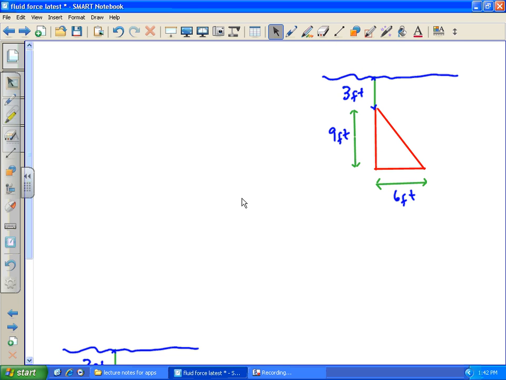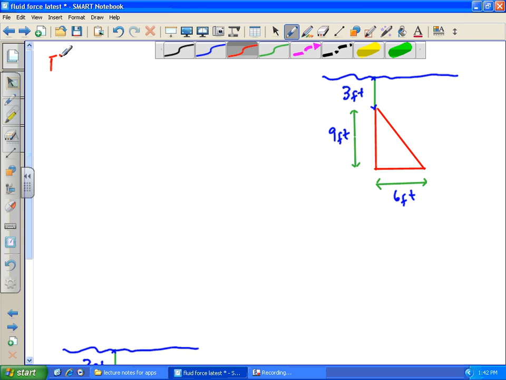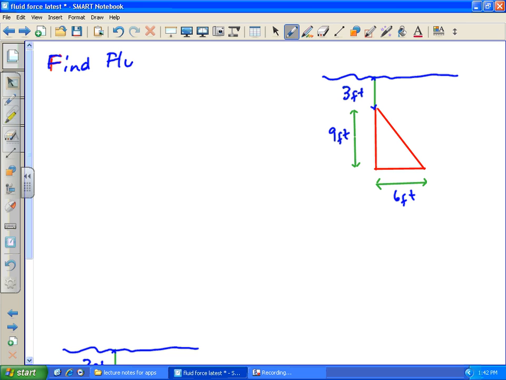Okay. First way of doing the problem. Once again, the question was, find the fluid force across this triangular plate, assuming that the water level is 3 feet above the tip of the triangular plate. That was the question. Find the fluid force across the triangular plate.